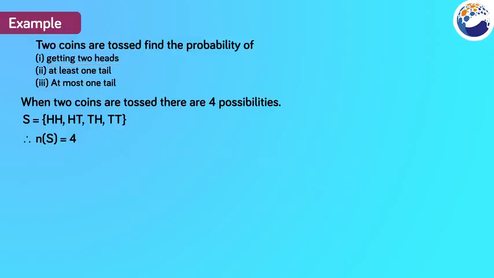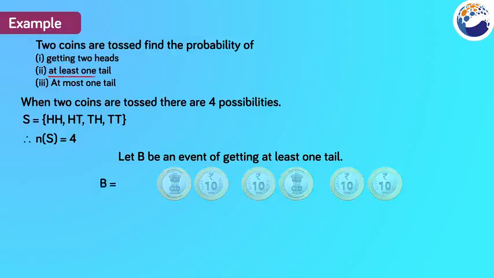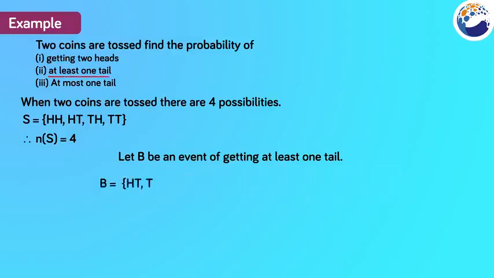Therefore, P of A is equal to N of A upon N of S, which is equal to 1 upon 4. Let B be an event of getting at least one tail. At least one tail means one or more than one tail. That is, B is equal to head tail, tail head, tail tail. Therefore, N of B is equal to 3. Therefore, P of B is equal to N of B upon N of S, which is equal to 3 upon 4.